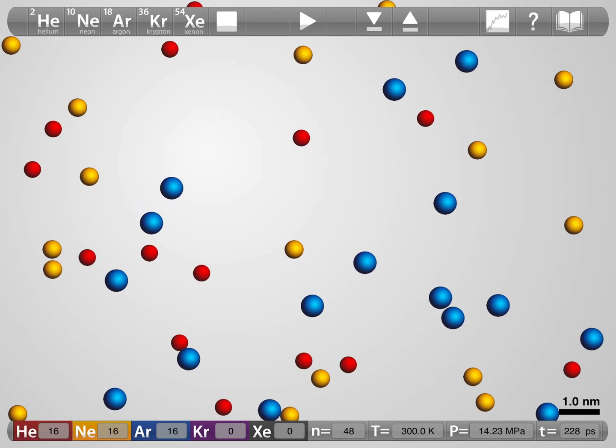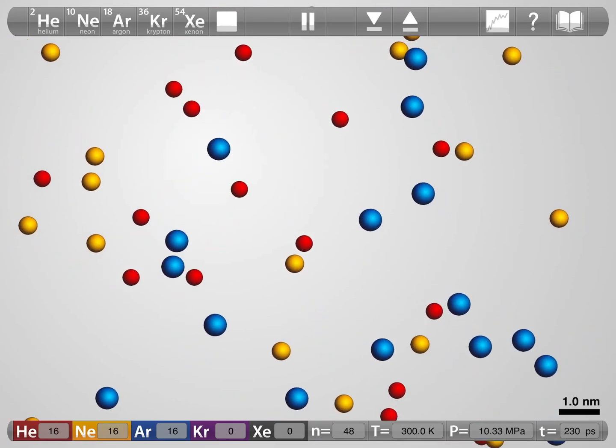Now we have a collision between red and blue. I can see a collision between blue and yellow. I can see a collision about to happen among two blue particles. Notice a trend here.